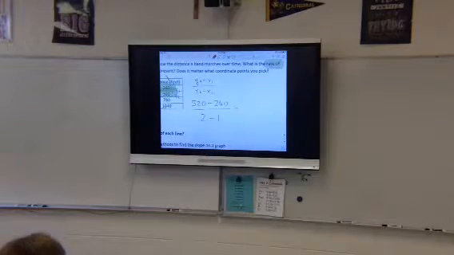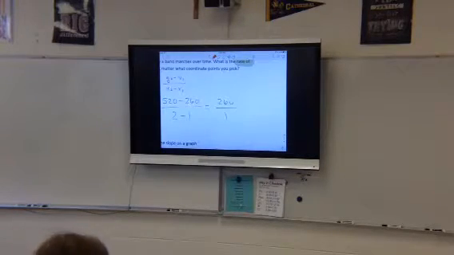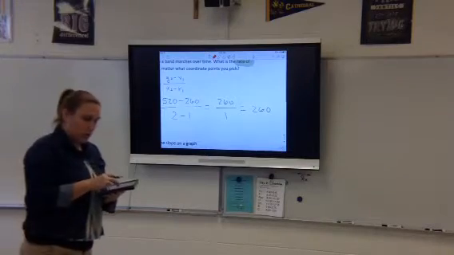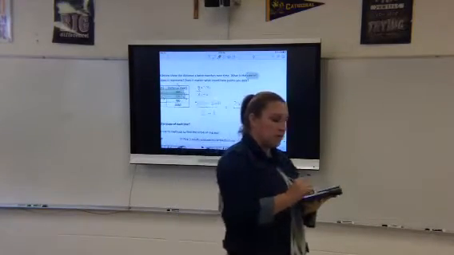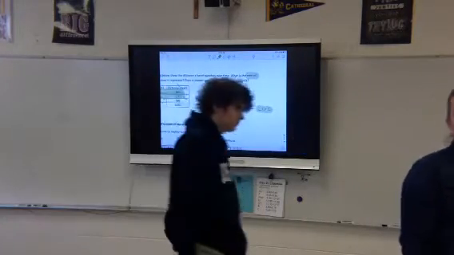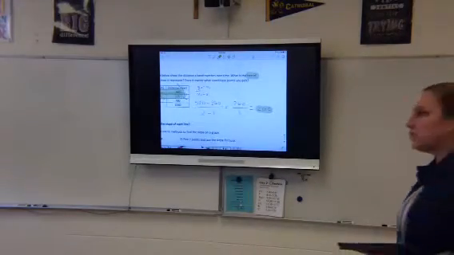260. What do you have on the bottom? Over 1. So in this case, we're going to reduce it to 260. This is what I'm talking about when I say decimal form. In this case, it's just a whole number, but you're always going to divide it out.